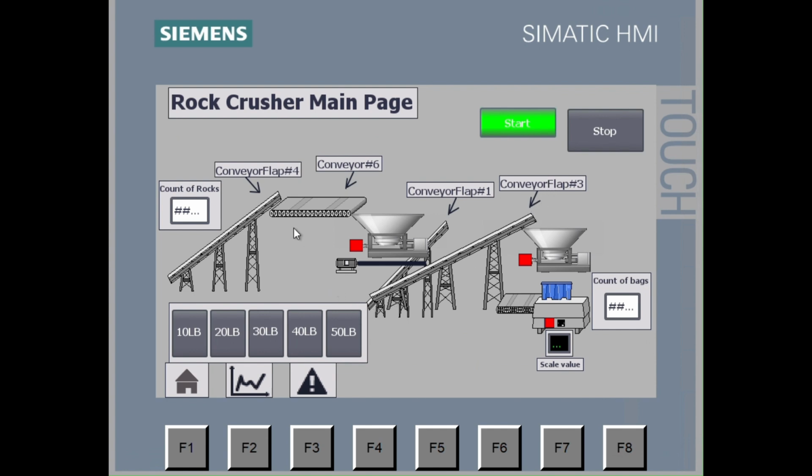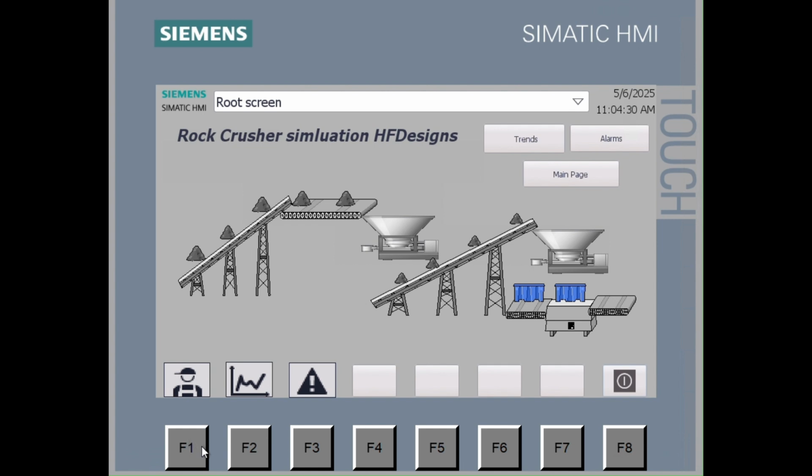Here you can see the whole process: conveyor flap 4, conveyor 6, crushers, conveyor flap 1, conveyor flap 3, and the scale value. This will also be where you will be able to input what amount you would like. You can also return to the root page from the 3 buttons on the bottom.